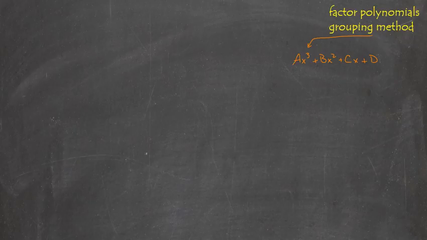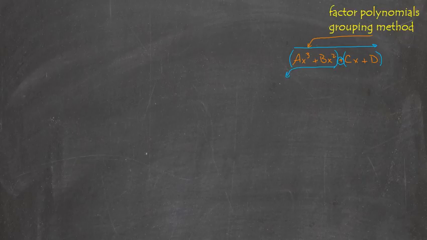First thing you want to do is make sure that the polynomial is written in descending order. Once you've written the whole thing from largest to smallest degree, you want to group the first two terms and then group the last two terms, making sure that there's a plus sign in the middle. And there's a little adjustment you can do if there's not a plus sign in the middle. And then you're going to factor by monomial extraction.